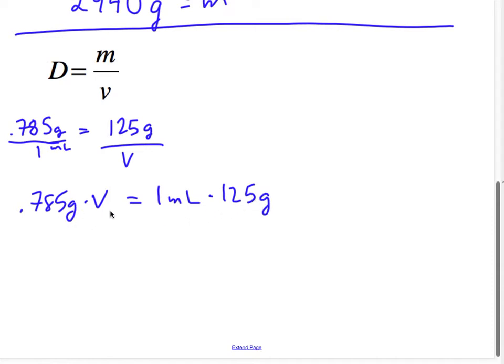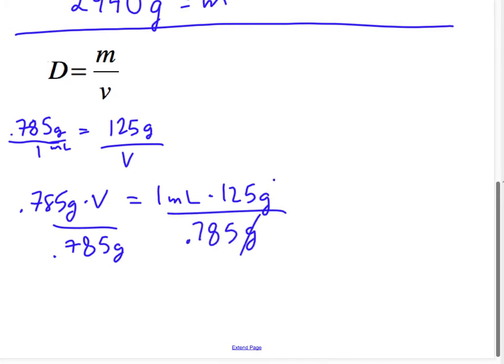Again, I want volume on a side by itself, so I want to get rid of this. So I'll divide both sides by 0.785 grams. The grams here cancel, grams there cancel. Well, that whole thing cancels. And so on the left, I'm left with volume, which is what I'm looking for. On the right, I'm going to have to divide those two numbers. The unit, though, that I'm going to wind up with is milliliters, which is what I want.